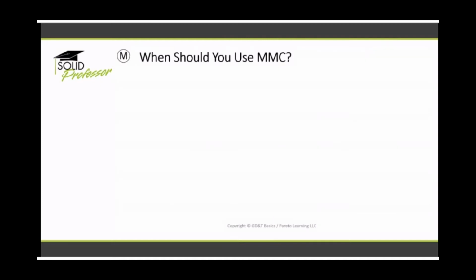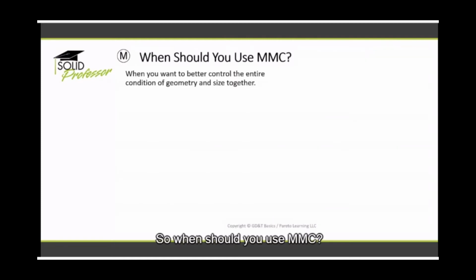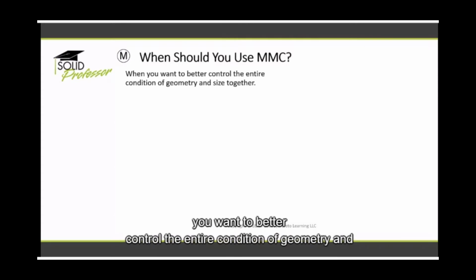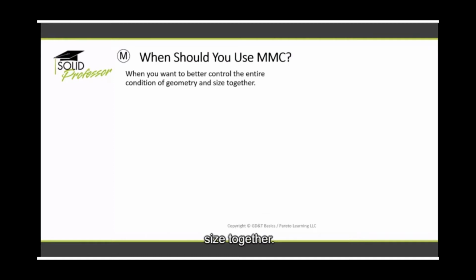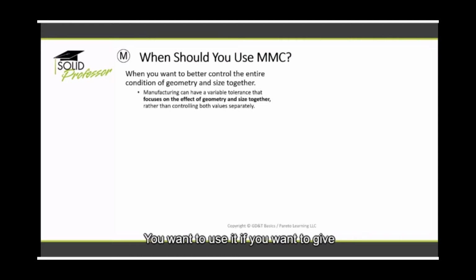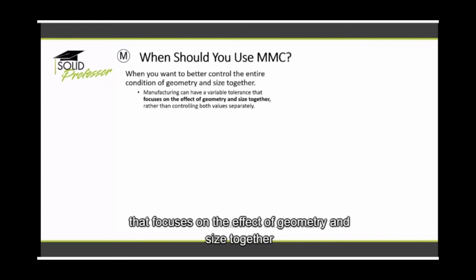So when should you use MMC? Like we talked about, you want to use it when you want to better control the entire condition of geometry and size together. You want to use it if you want to give manufacturing a variable tolerance that focuses on the effect of geometry and size together, rather than controlling both values separately.